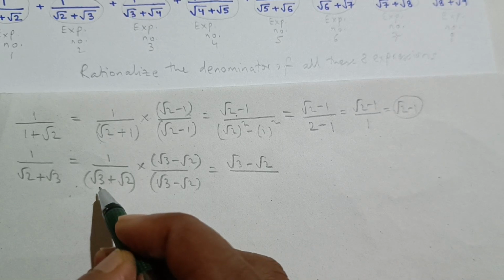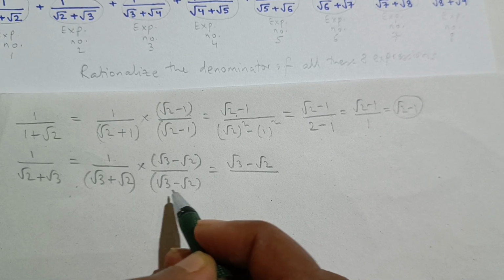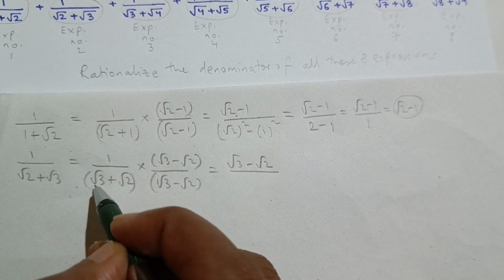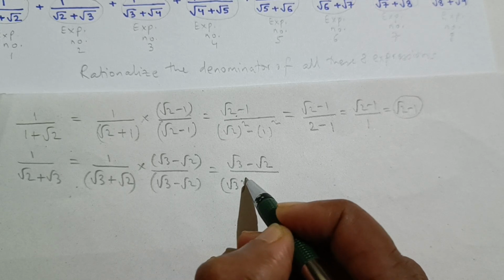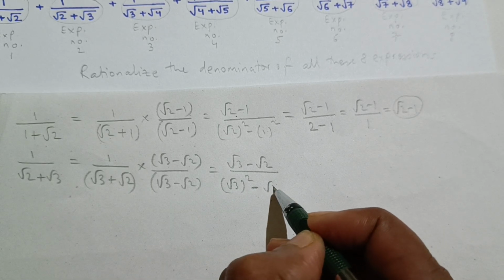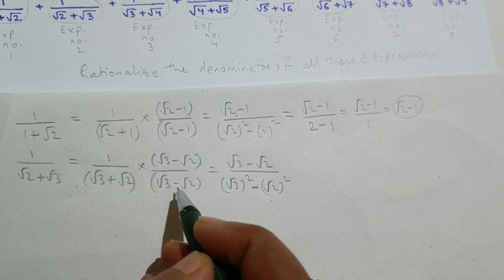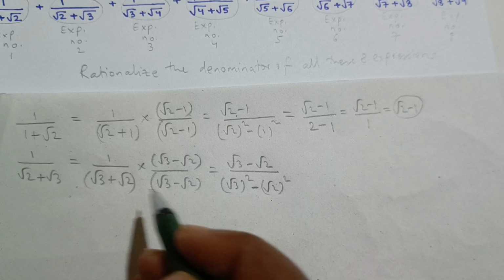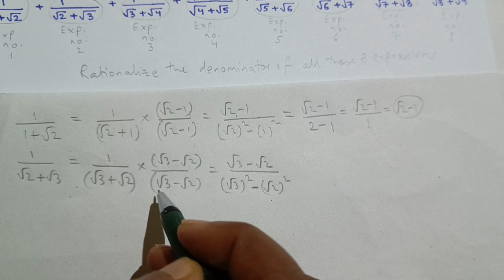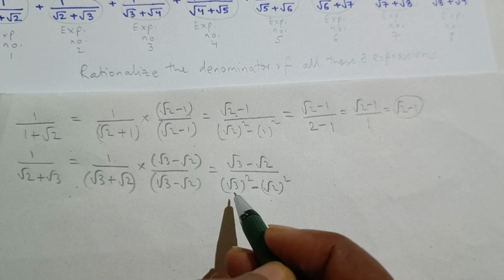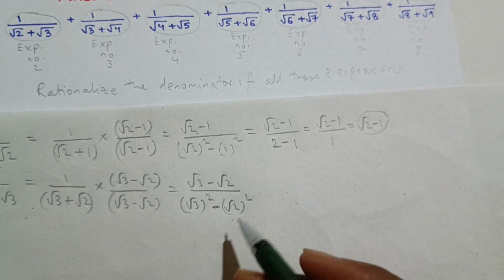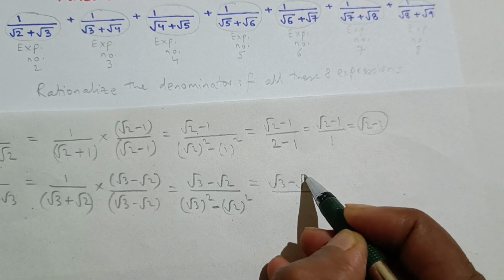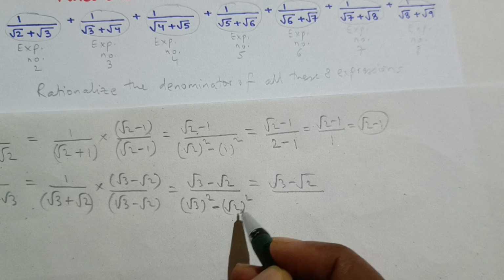And the denominator will be square root of 3 plus square root of 2 multiplied to square root of 3 minus square root of 2. Again a plus b multiplied to a minus b, so a square minus b square. So it will be square root of 3 whole square minus square root of 2 whole square. So the numerator is square root of 3 minus square root of 2 upon the denominator, which is square root of 3 whole square minus square root of 2 whole square.